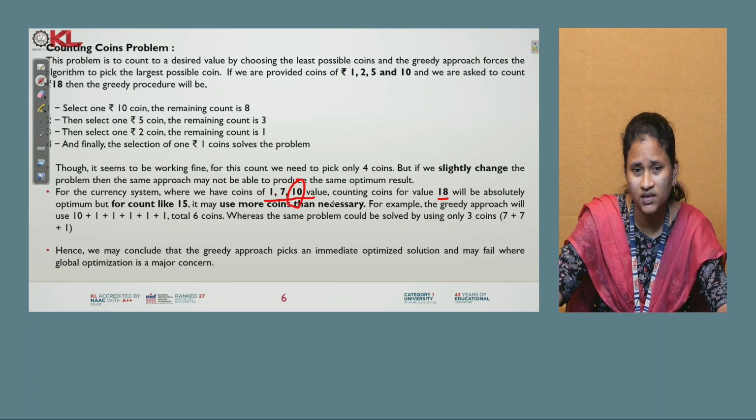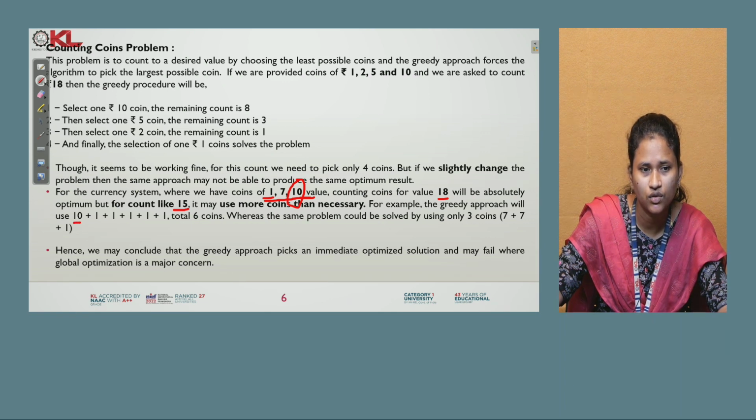For the same coins, in the next example we have to take the total 15. The greedy method will take the largest coin first. The highest value is 10, so 10 will be taken first, and 7 we won't take. Why? Because my total amount is 15, so if I consider 7 also it will cross, making 17. So I don't want to take 7. Next, the 5 ones we have to consider.